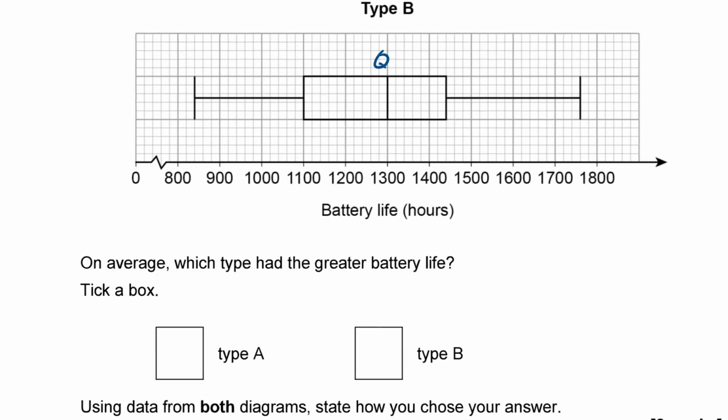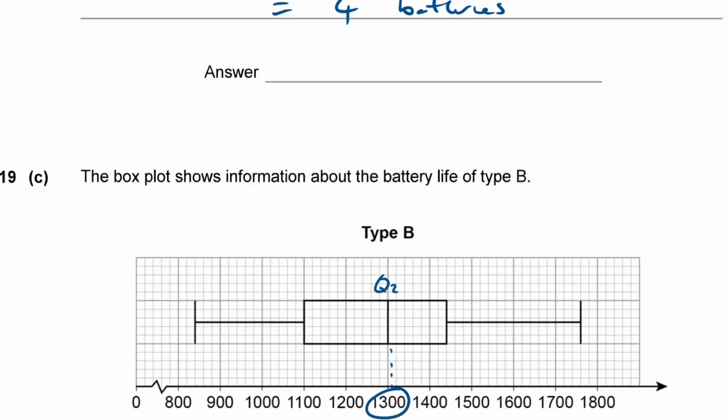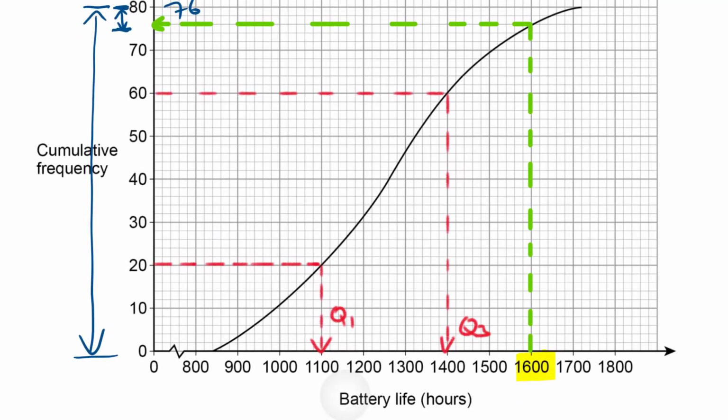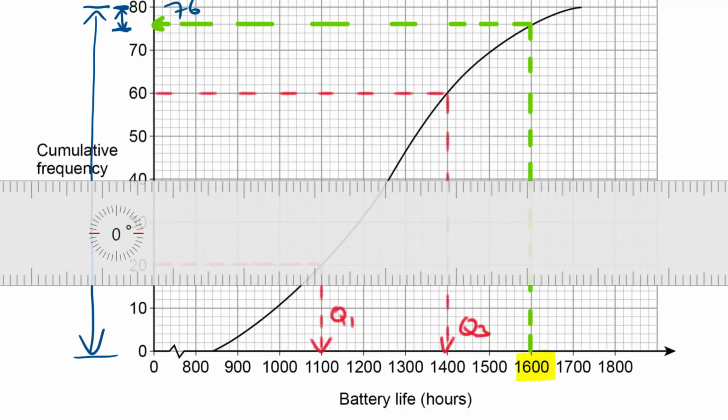It's the one in the middle of your box plot, and if you read down you can see that it's 1300. So type B has a median value of 1300. So let's compare that with the median value for type A then. Going back to the graph. Now we didn't work out the median, we worked out the lower and the upper quartiles. Now we can find the median by looking across from halfway through the values. So again, reading across from 40.